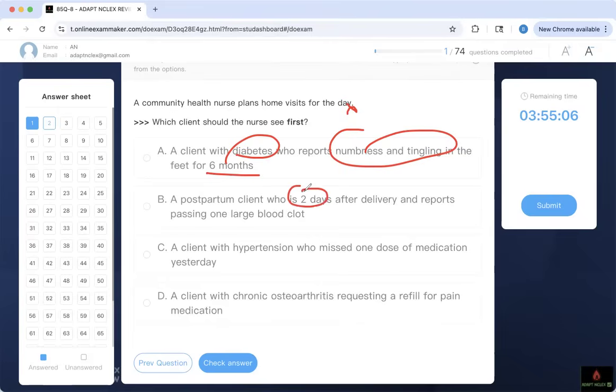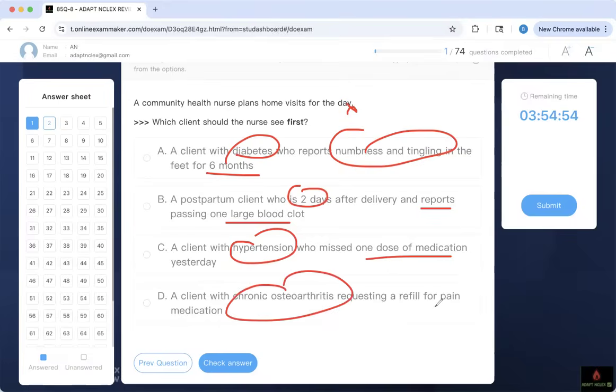Client who is 2 days postpartum, large blood clot. Hypertension, you missed your dose of one medication, just one dose. Osteoarthritis, what do you complain about? You need to refill your pain medication. Well, as you can see, the only person that is more dangerous is somebody who is hemorrhaging.